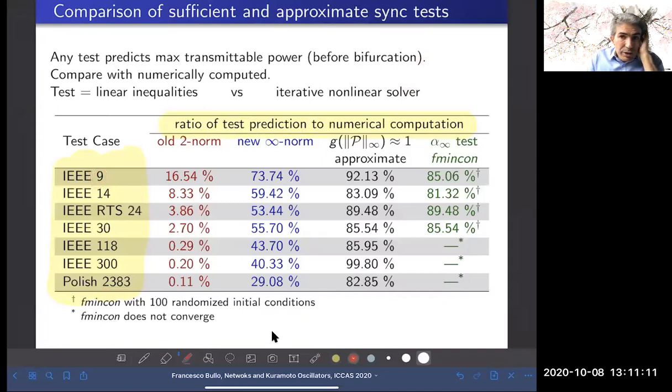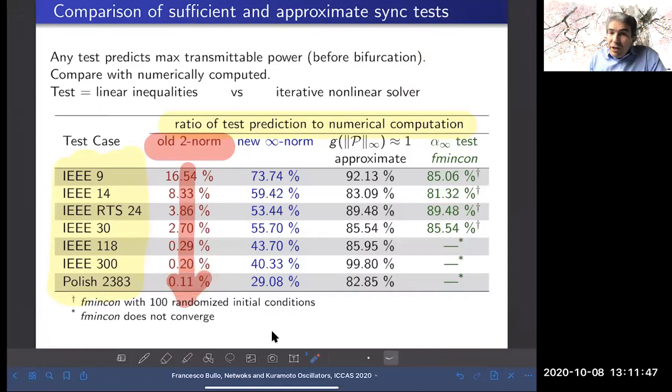So the best previously known test was the so-called old two-norm test, which, by the way, was only guaranteed to work for unweighted graphs. And here instead, I'm using admittances from the IEEE test cases. As you see here, as the dimension of the graph increases, the accuracy of the prediction drops precipitously. For example, at 2,400 nodes, the old test was capable of predicting only 0.1% of the true transmission capacity. In other words, we are 3 orders of magnitude away from the true estimates.